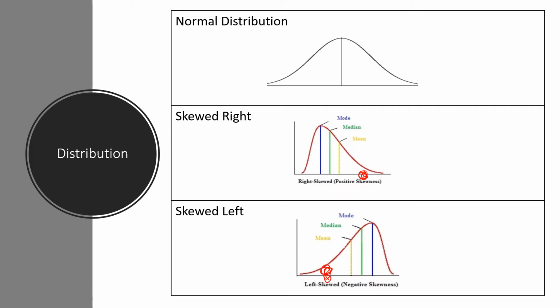As you can see, I've also included the mode, the median, and the mean, so you can see where those lie in the distribution. In a normal distribution, those would be right in the middle, and then when it's skewed right or skewed left, it's going to change where the mode, median, and mean are.